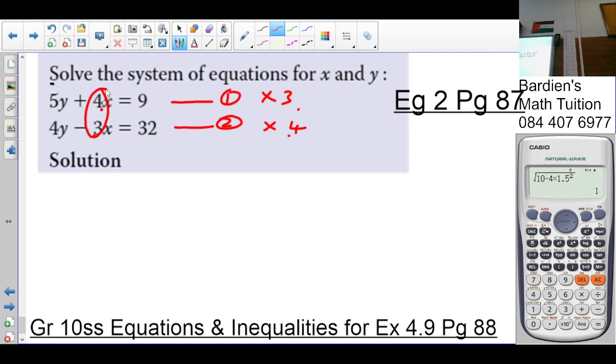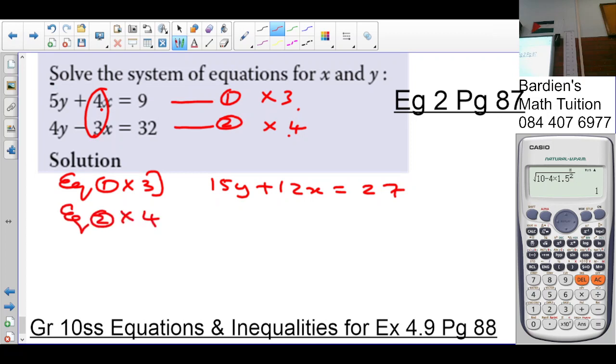Okay. So if we say equation 1 times 3, it's going to give us 15y plus 12x equals 27. Then equation 2 must be multiplied by 4. So y times 4, 16y. Negative 3x times 4, 32 times 4, 128. You sure? Yes.